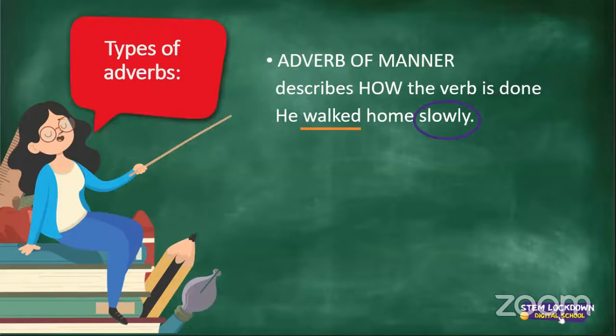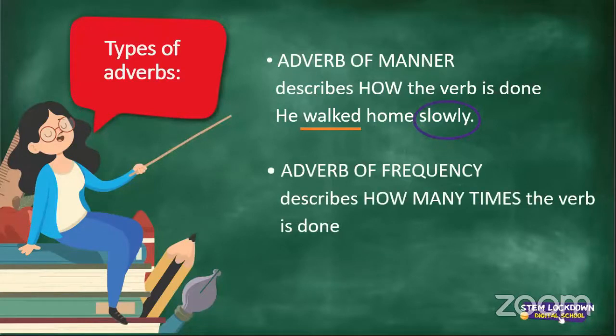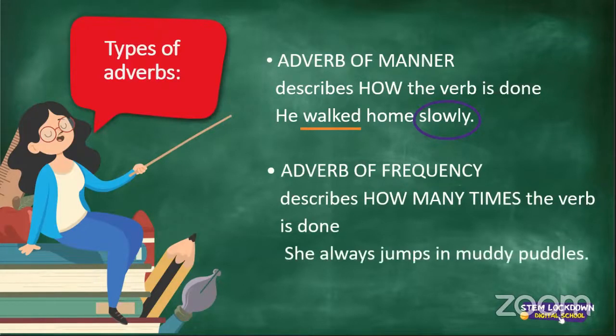Let's look at the next one. This one is an adverb of frequency. Now the adverb of frequency describes how many times the verb is done. Not in numbers. I'll show you now. Here's my example. She always jumps in the muddy puddles. So remember, firstly, to recognize the adverb, we are going to look where the verb is.